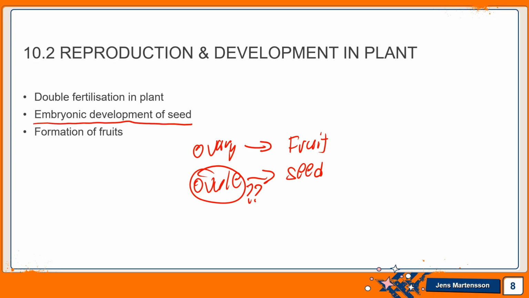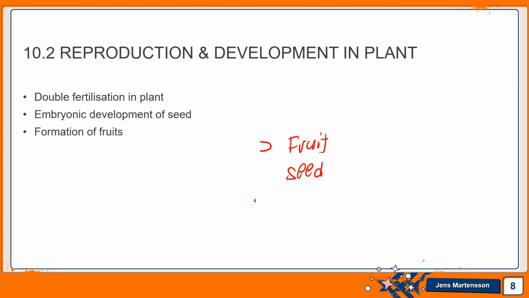There are some processes you have to know for how the ovule can become the seed. Also, you have learned that the ovary becomes fruit, right? So there is also formation of fruit: how the ovary can develop to become fruits. But formation of fruit is easier compared to embryonic development of seed. Embryonic development of seed is more difficult to you. It also needs time to understand.